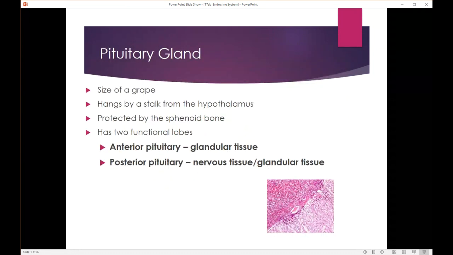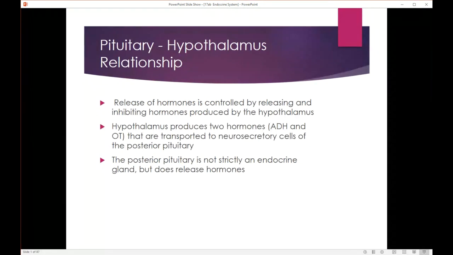The pituitary gland is about the size of a grape. It hangs by that stalk, which we call the infundibulum. It's protected by the sphenoid bone. It sort of sits into the sella turcica area, if you remember that. And it has 2 functional lobes, the anterior and the posterior pituitary. The anterior pituitary is fully glandular tissue. It is, in fact, an endocrine gland. The posterior pituitary, though, has both nervous tissue and glandular tissue.